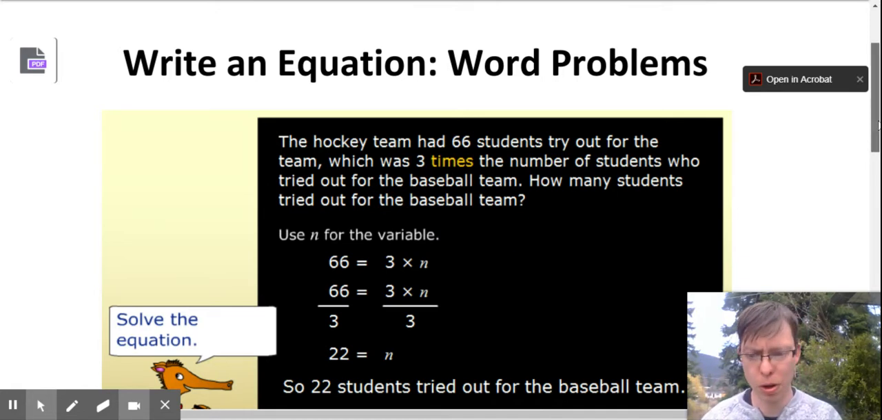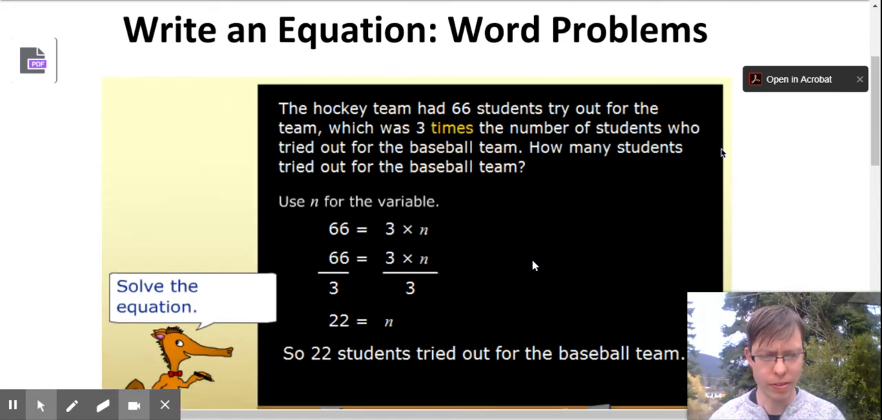This math is not challenging, but getting it down in the right order is going to be the tricky part with word problems. Make sure you're doing it properly. The other thing to do once you're done is plug in 22 into your n up here, okay? 3 times 22 is 66. You should have 66 equals 66. And we know that is equal. So we've done it correct.